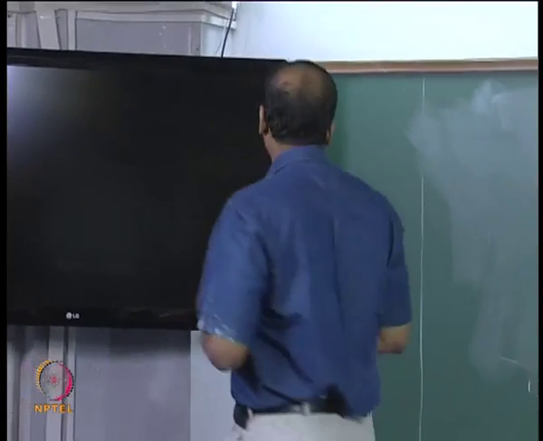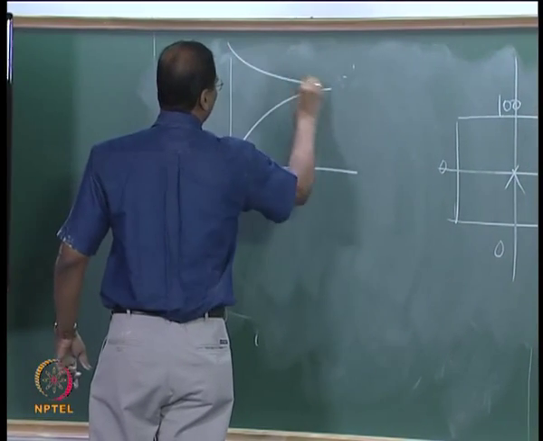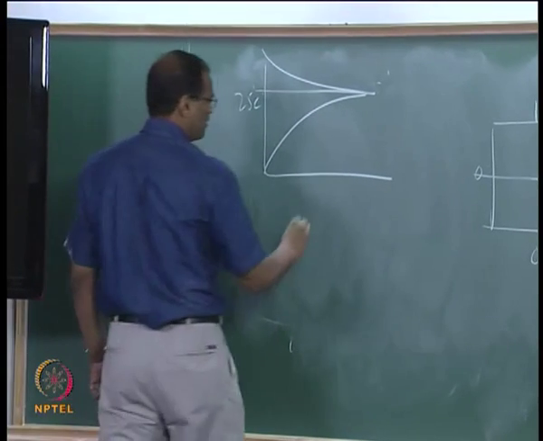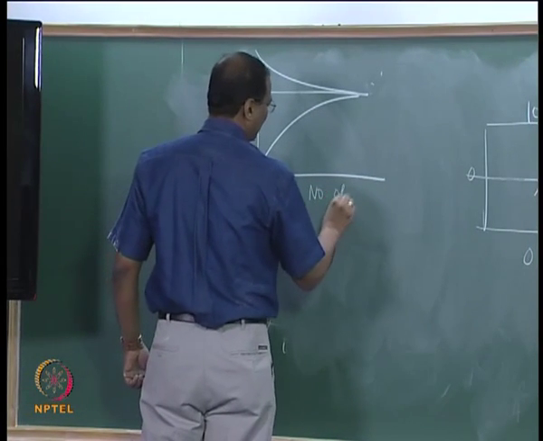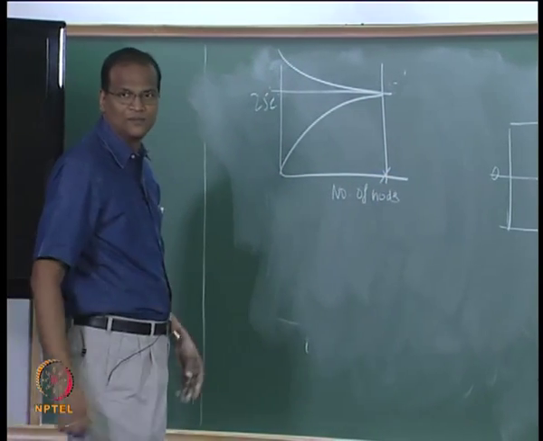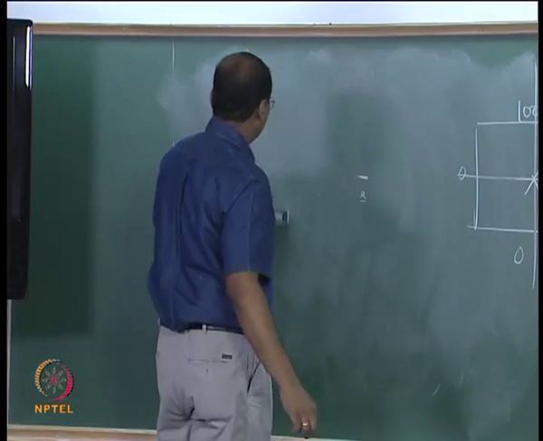So the center temperature will approach either like this or it will approach like this. This will be the number of nodes. When it has reached somewhere, then you say it is grid independent. These are all part of a numerical study, of any numerical study.